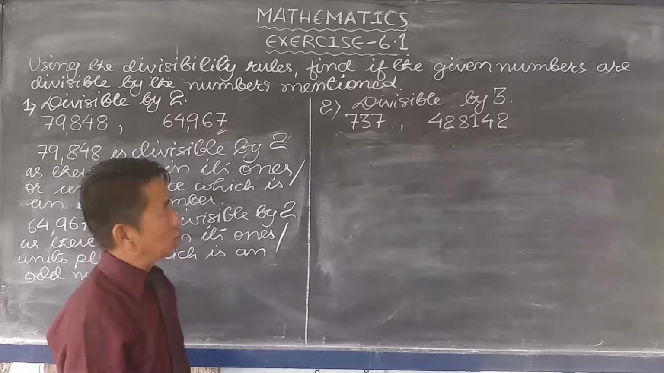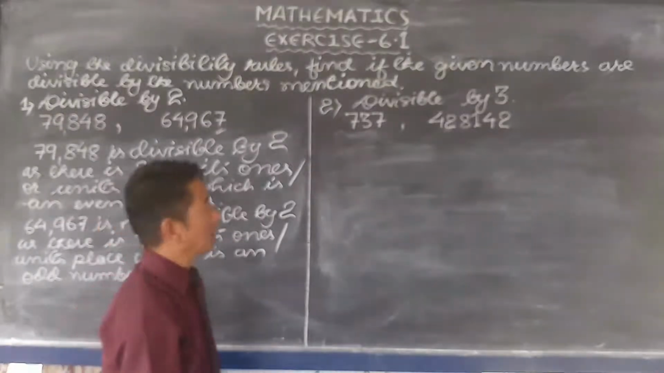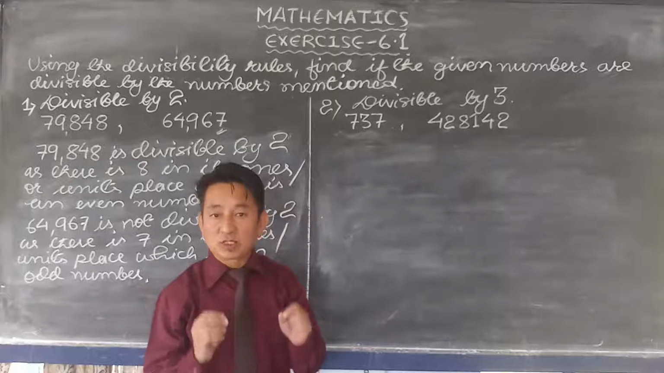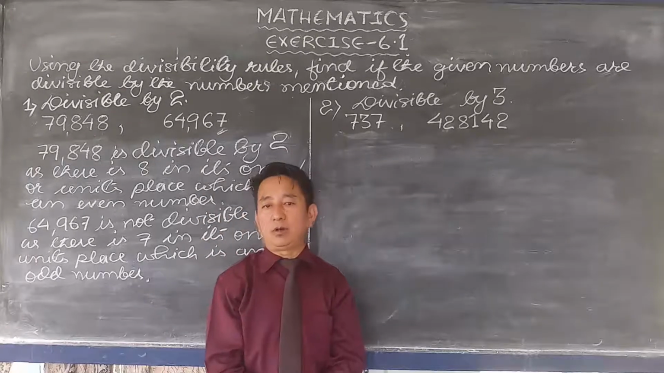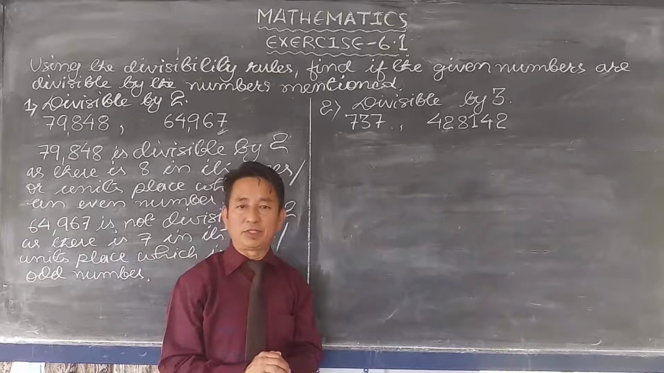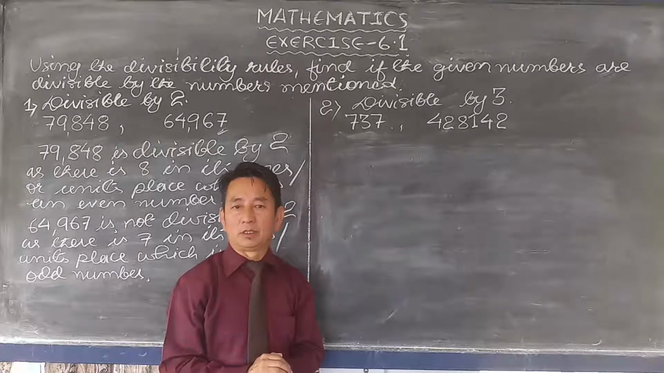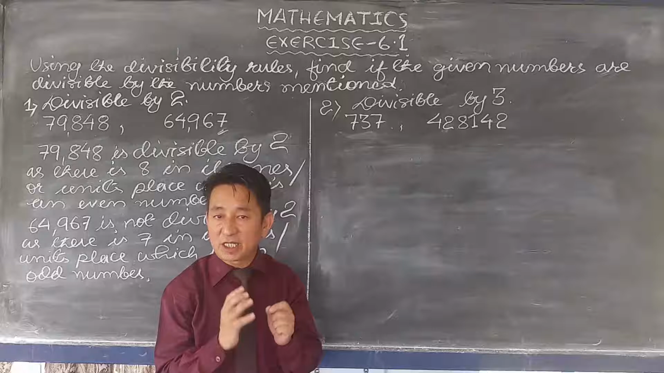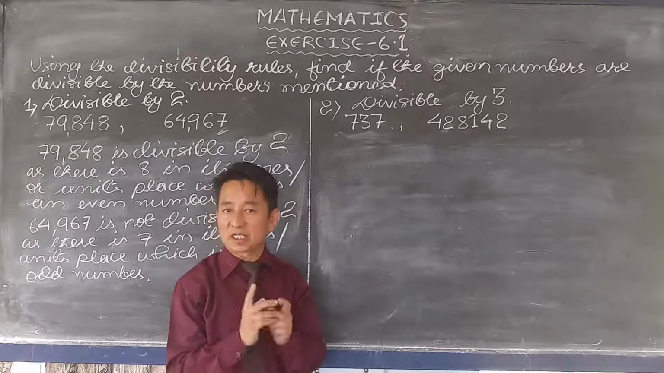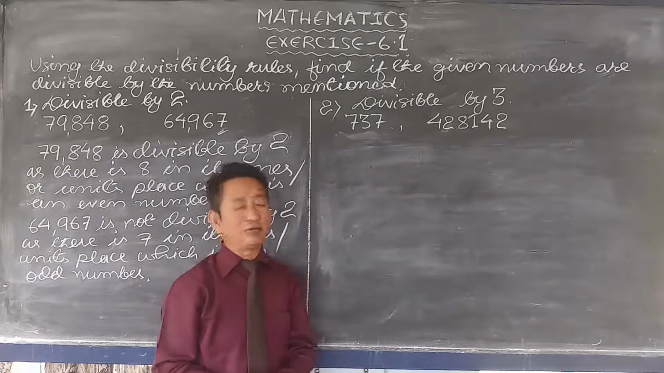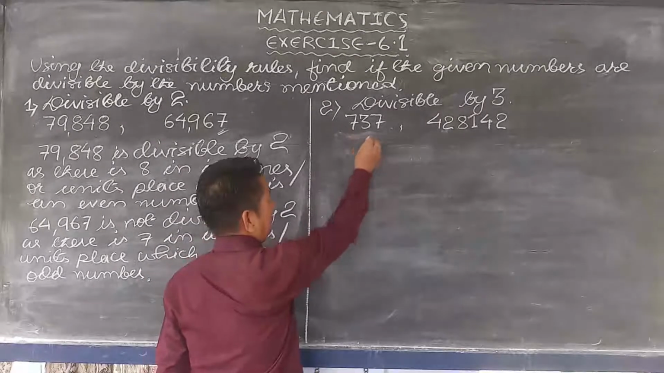Now question number 2, divisible by 3. Here, if the sum of the digits of the number is a multiple of 3, that number is divisible by 3. Once again I repeat, if the sum of the digits of the number is a multiple of 3, that number is divisible by 3. First one here, 737.